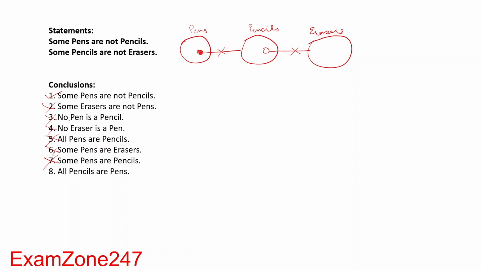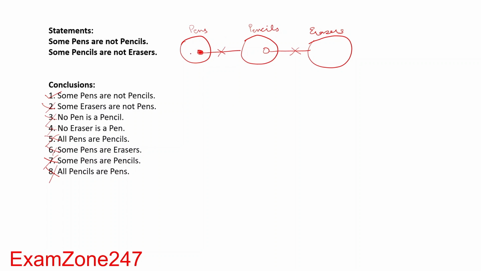Okay, all pencils are pen. See, all pencils are pen. No, this is also wrong. As you can see, there are some parts which are definitely not pencils. Then how come all pencils can be pen? So this is also wrong.